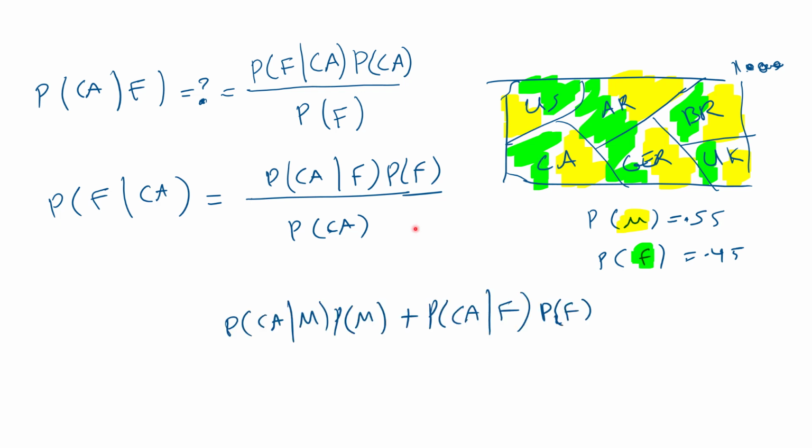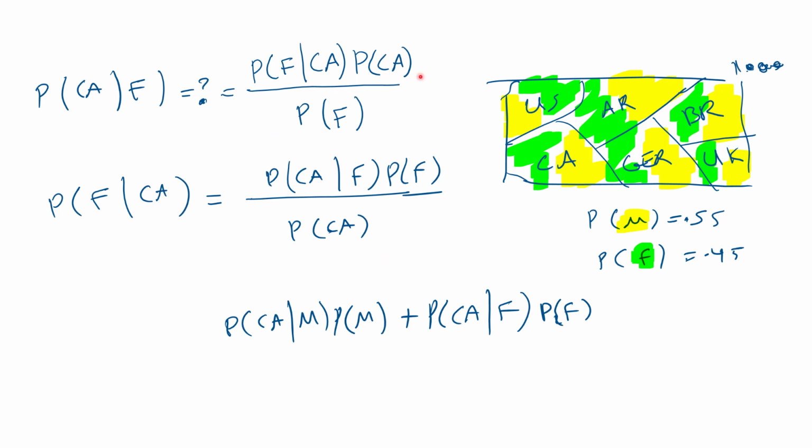I rewrite it as the probability of Canadian given they are male times the probability of male. I always multiply a conditional probability by the probability of the condition. Then the second piece is this. What is this area? It's the probability of Canadian given that, which means I'm only looking at the green section, given that they are female, times the probability of female.